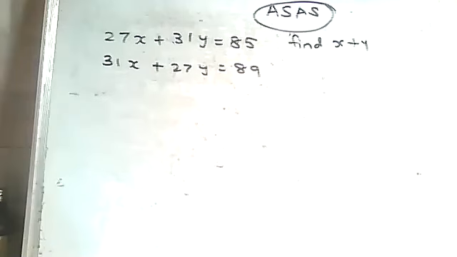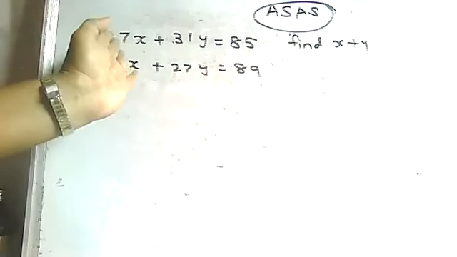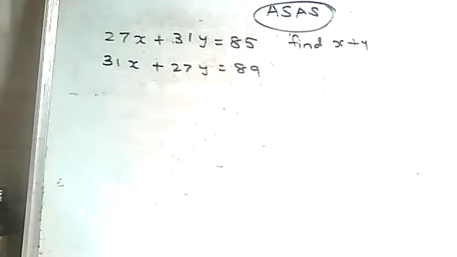See who is getting an answer. Here also you observe that cross coefficients are same. 27, 27, 31, 31. Correct, Neha, just right. So they are not asking us to find individual x and y. They want x plus y, which you will get only in one step of addition. That's all. Understood this type as well.